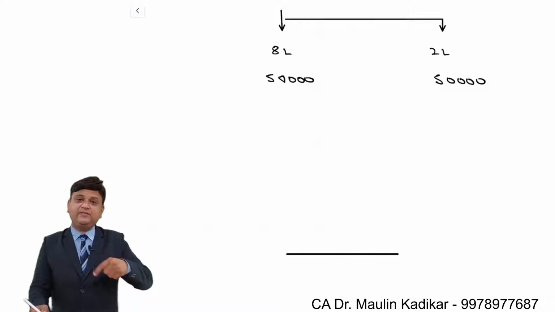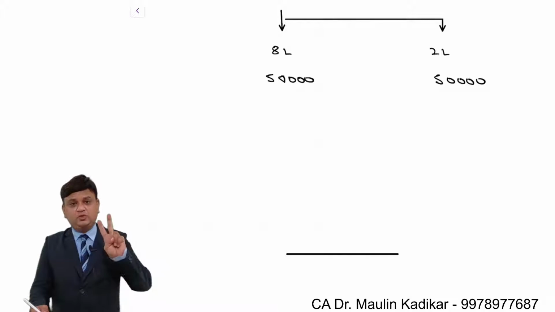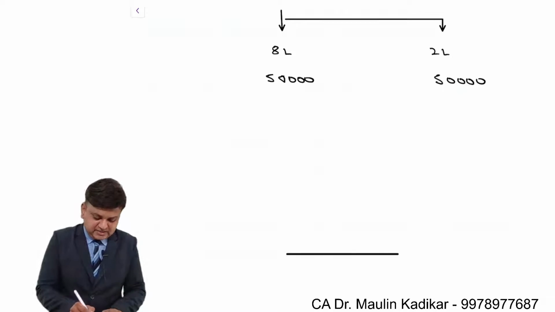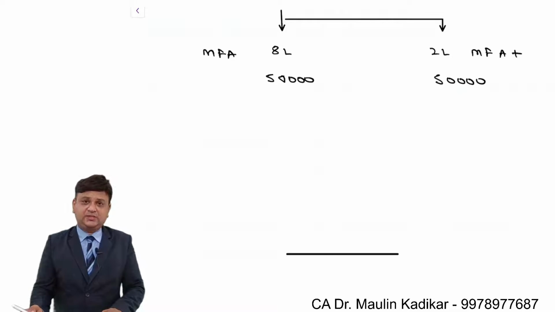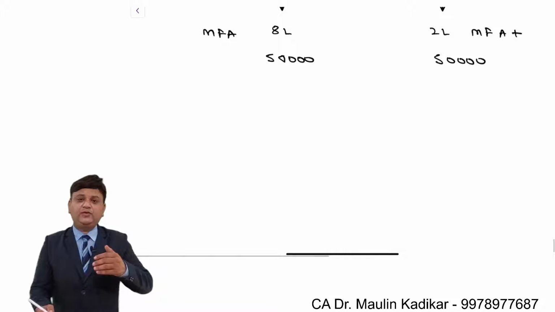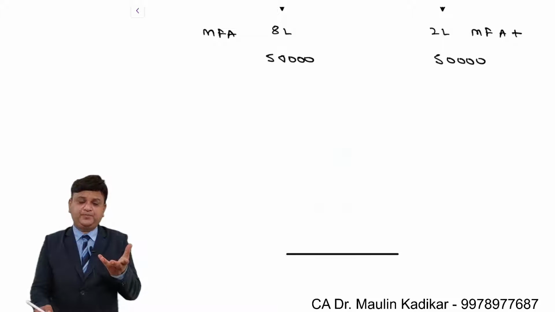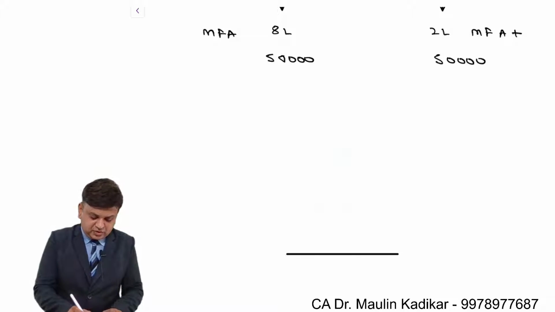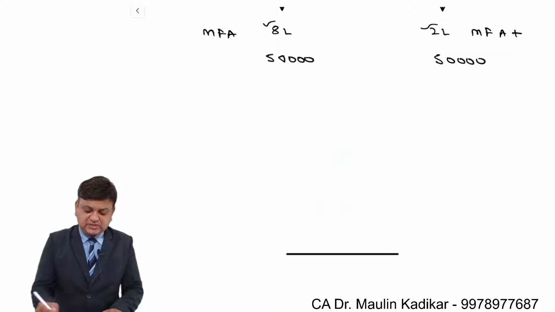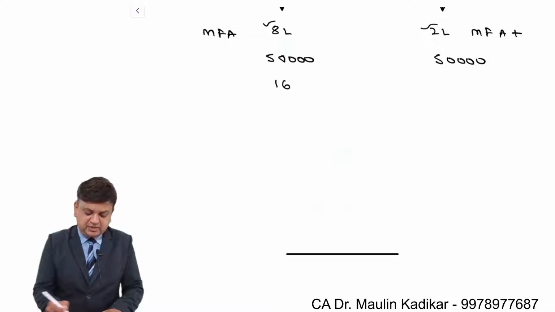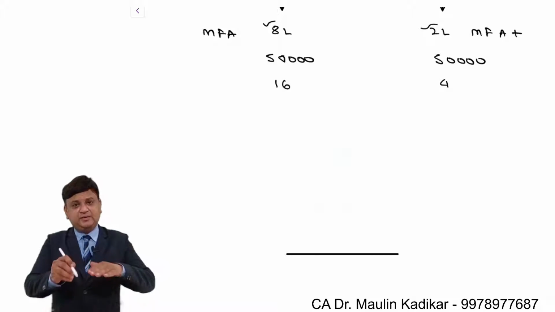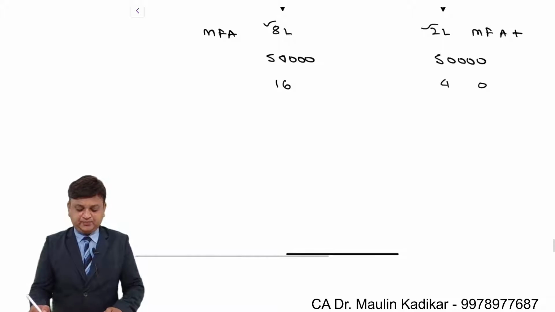What will happen? The investors will be allotted two types of units. Let us say this is mutual fund A units and mutual fund A plus units. 50,000 units will be issued of mutual fund A, and again 50,000 of mutual fund A plus. For this, NAV per unit will be 16, and for this right now it is 4, and if it is completely written off then it is 0.